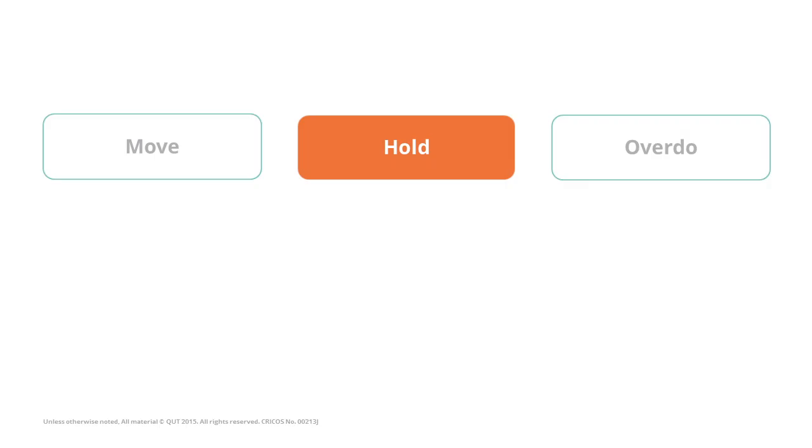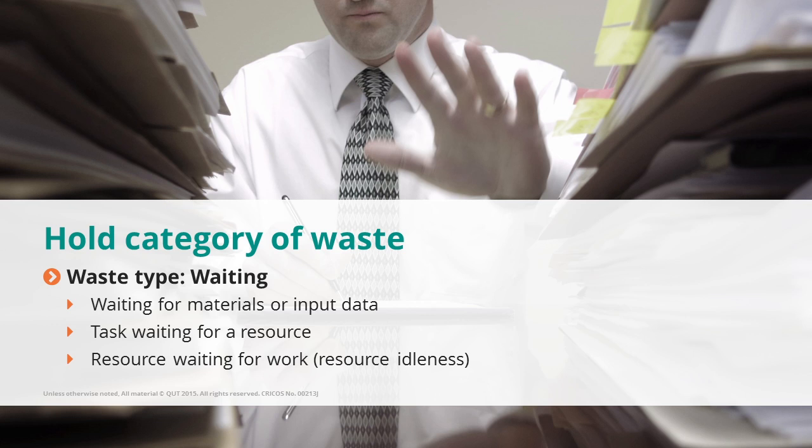Another type of waste falling under the whole category is waiting. Here we might have the case of waiting for materials required, for example, in a manufacturing process, or in the case of a business process, waiting for some input data, either from the customer or one resource is waiting for data from another resource.